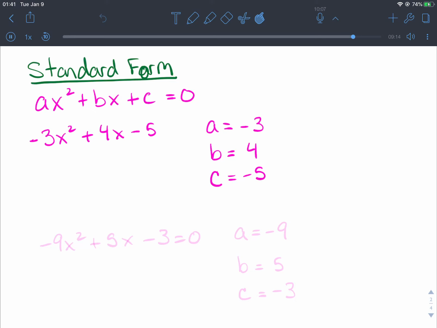So on the assignment today, I'm literally going to ask you what is a, what is b, what is c, and then I'm going to ask you to multiply a couple binomials as well. Just to do one more example, if we have negative 9x squared plus 5x minus 3 equals 0. A is what comes before x squared, which is negative 9. B comes before x, which is 5. And c is the number all by itself, which is negative 3.